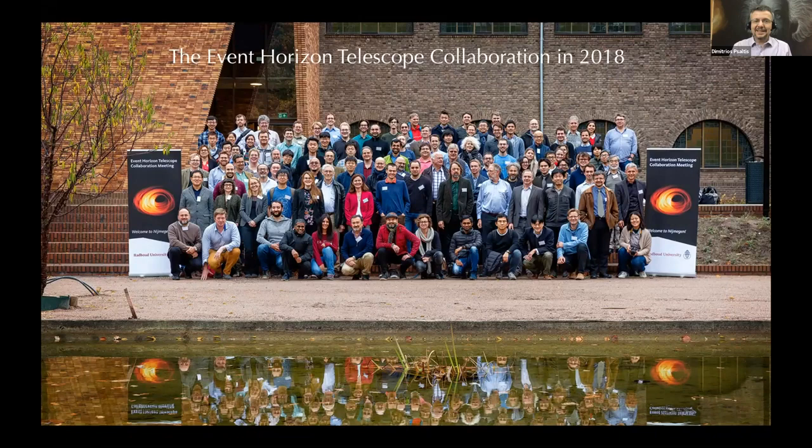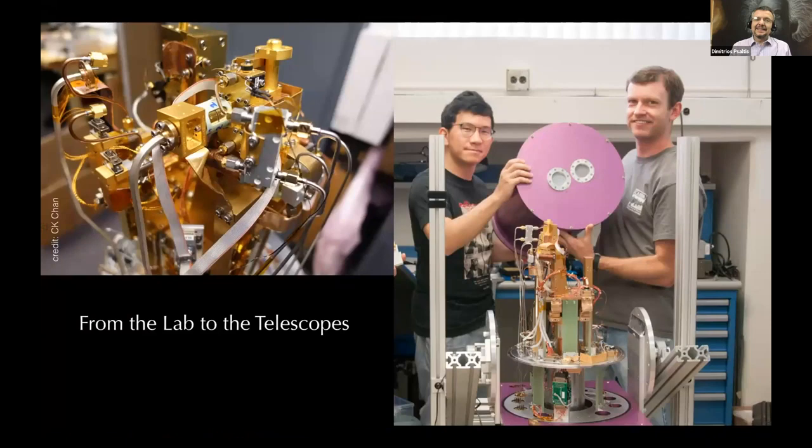And what these people did is for about a decade, they built in their laboratories all the equipment that one had to take to the telescopes and make the measurements at the right wavelength of light. You see one of those receivers on the left. And on the right, you see Professor Dan Marrone of the University of Arizona and his then graduate student, now Dr. Junhan Kim, putting together the detector that they took to the South Pole.